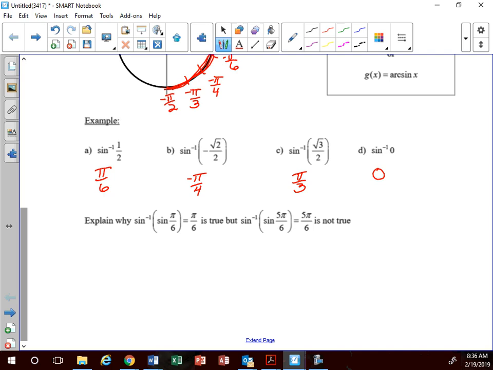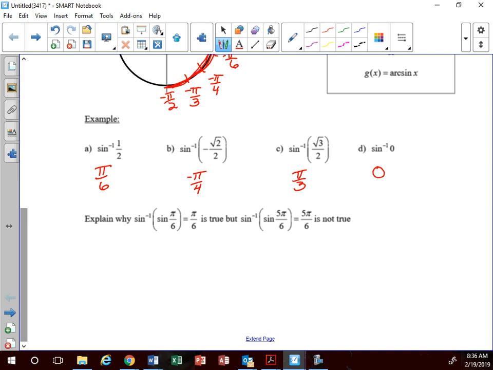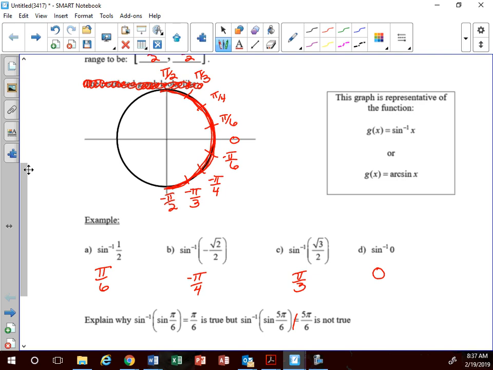All right, the next little part here, explain why inverse sine of the sine of pi over 6 equals pi over 6, but inverse sine of the sine of 5 pi over 6 does not equal 5 pi over 6. Guys, that all comes from, is 5 pi over 6 in the restricted window that we looked at? Was 5 pi over 6 one of the answer choices in red here? No, so there's no way that that's going to be true. We'll go into more depth with that later, but for right now, it's not one of our possible answers, so there's no way that can be true.